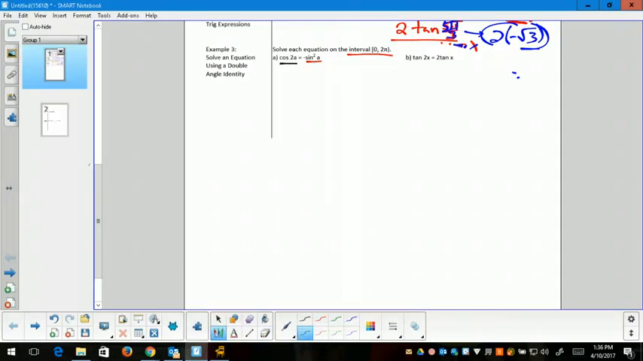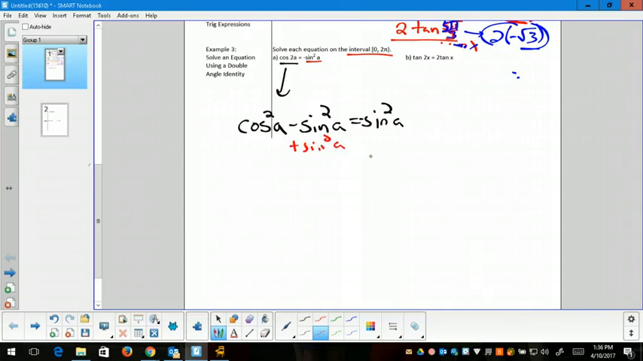Since I know what cosine of 2a is equivalent to, it's equivalent to cosine squared of a minus sine squared of a, right? All I did was replace theta with a. And that's equal to negative sine squared of a. Well, when I go to solve this, I'm going to try to get my trig functions on one side, right? You're either going to add this or subtract it, or add it to the other side, to get everything equal to 0 if you want.